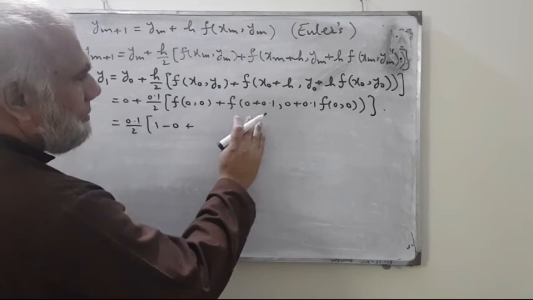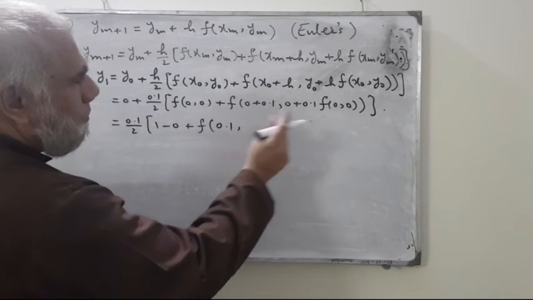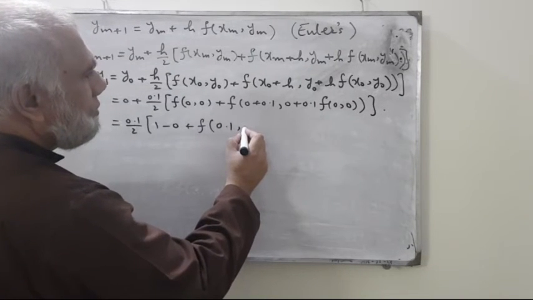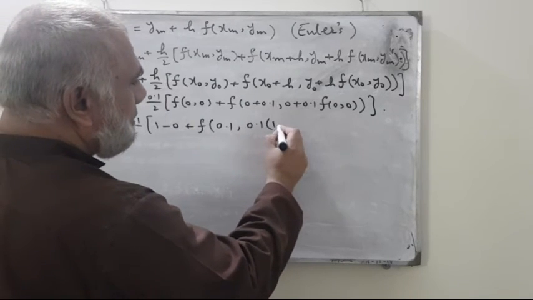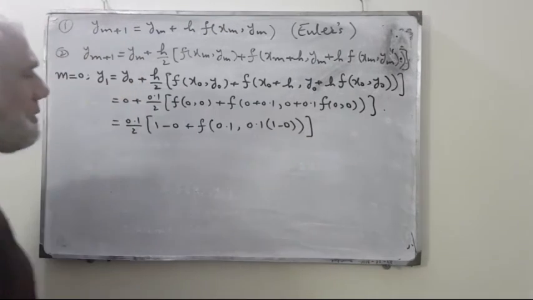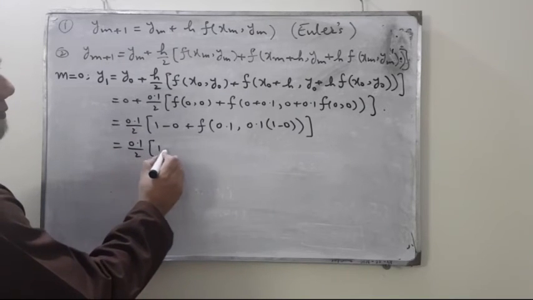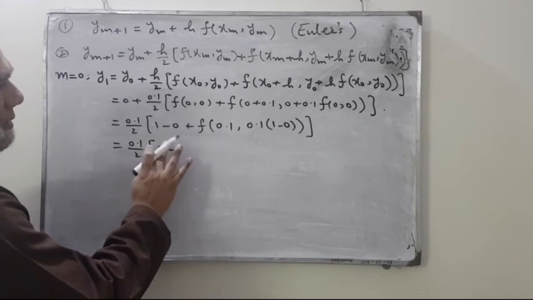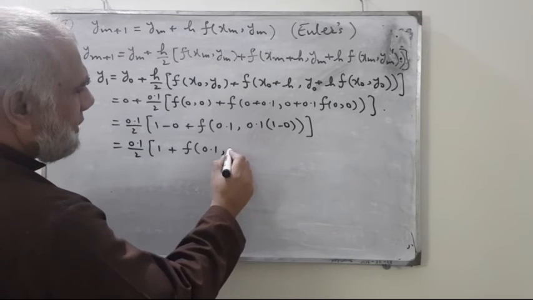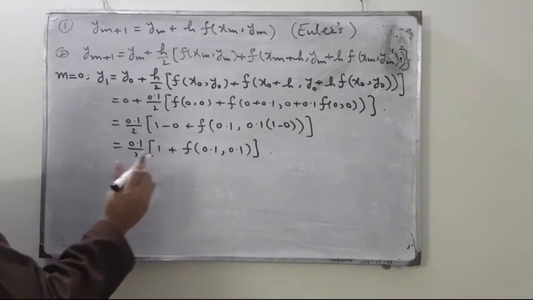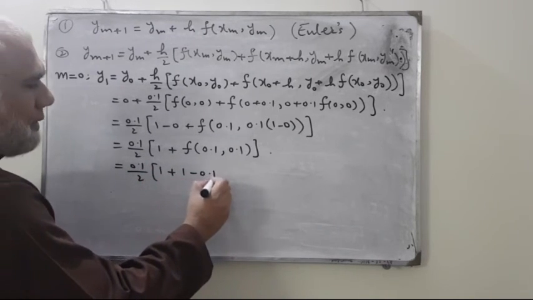From here, if we simplify, there are two functions. So first we apply the inner function, this one. It gives you 0.1 outside, and inside this gives you 1 minus 0, like that. And further we get 1 by 2, 1 minus 0 gives you 1, plus f of 0.1, and from here we get 0.1. Now the outer function, whenever you apply it, we get 1 by 2, 1 plus 1 minus 0.1.